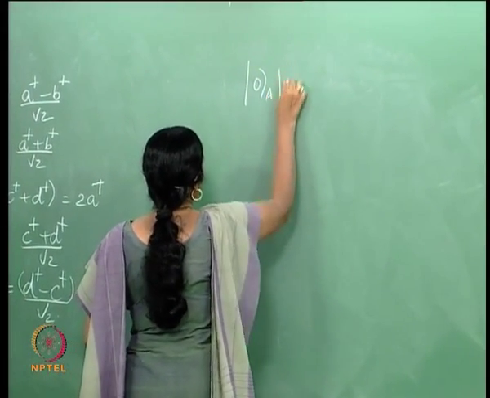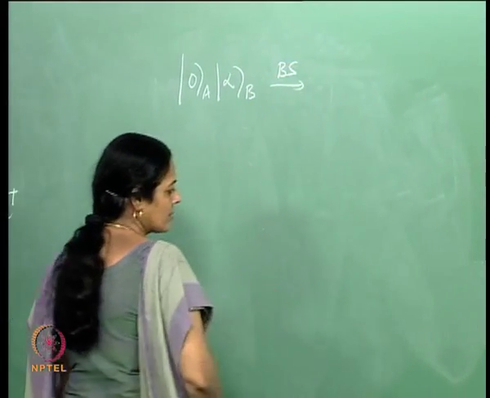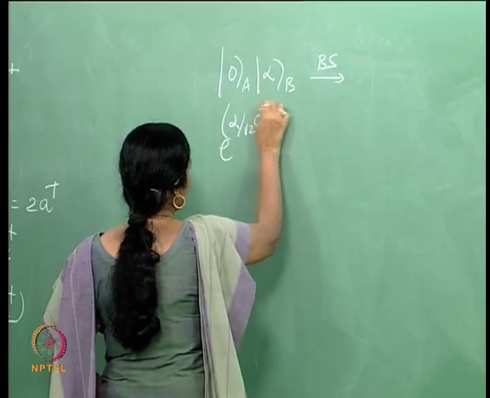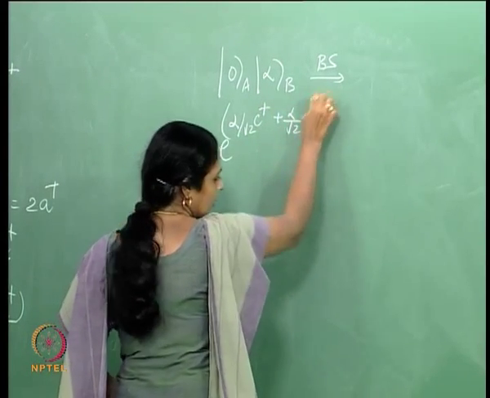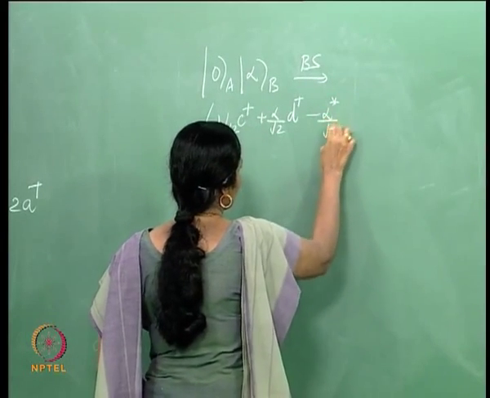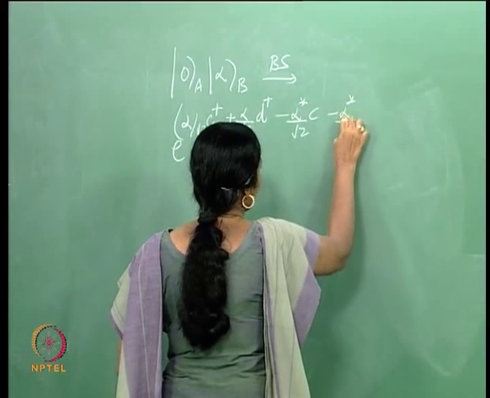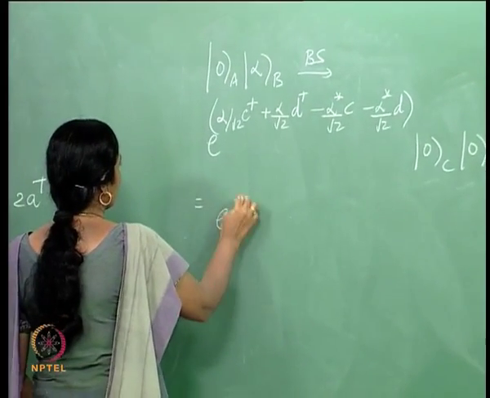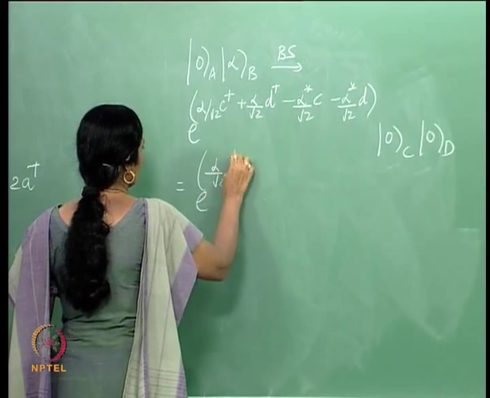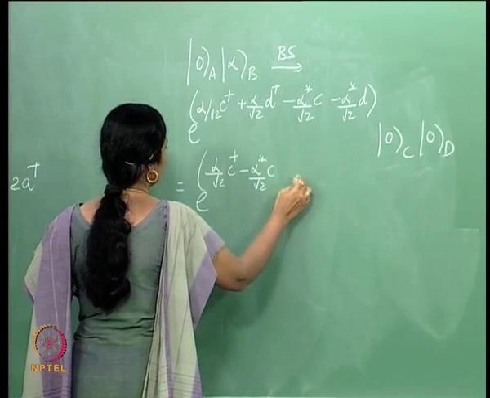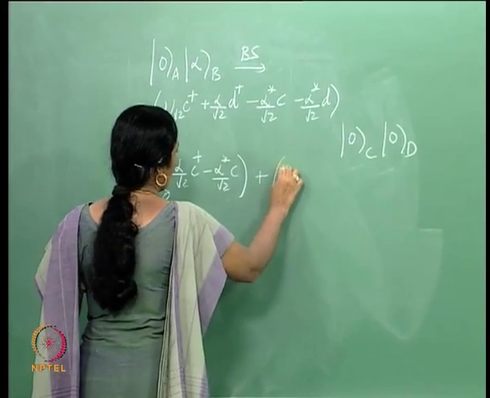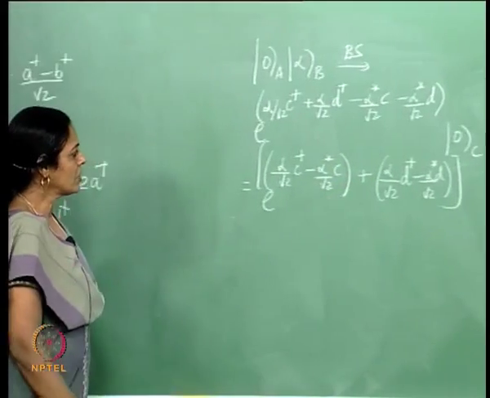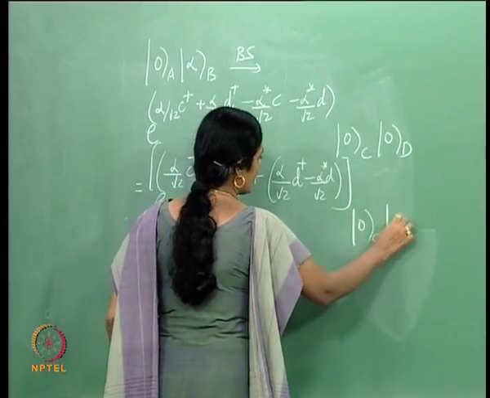So, 0 a alpha b passes through the beam splitter and looks like this: e to the alpha by root 2 c dagger plus alpha by root 2 d dagger minus alpha star by root 2 c minus alpha star by root 2 d, acting on 0 c 0 d. I can combine terms in the exponent and write this as e to the alpha by root 2 c dagger minus alpha star by root 2 c, that is the first term, plus alpha by root 2 d dagger minus alpha star by root 2 d. That is the rest of the terms in the exponential acting on 0 c 0 d.